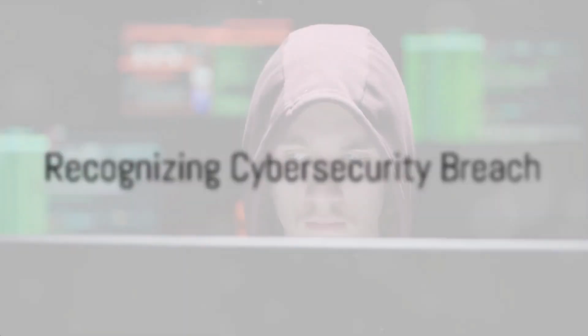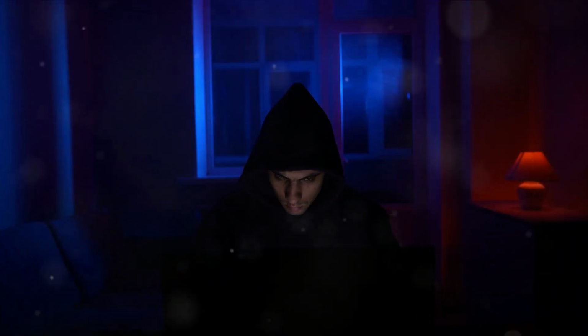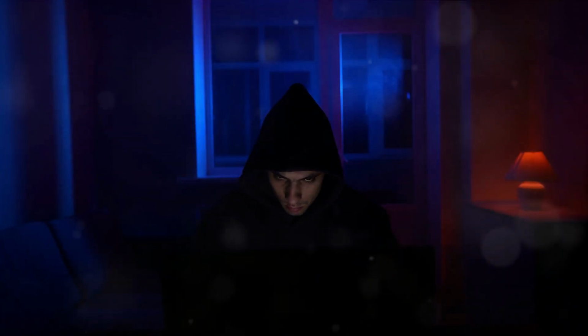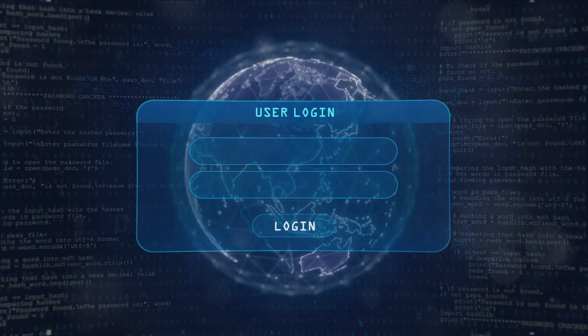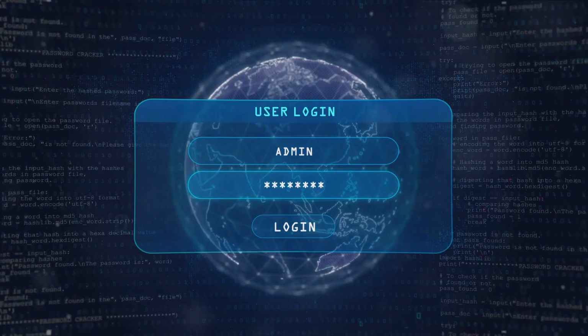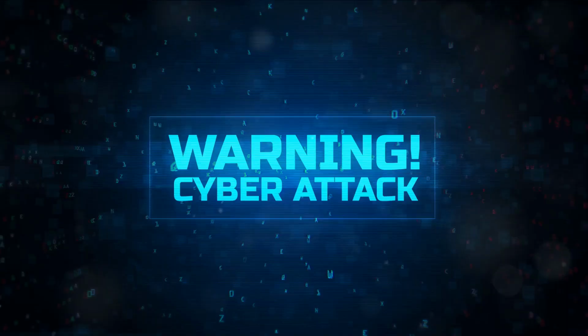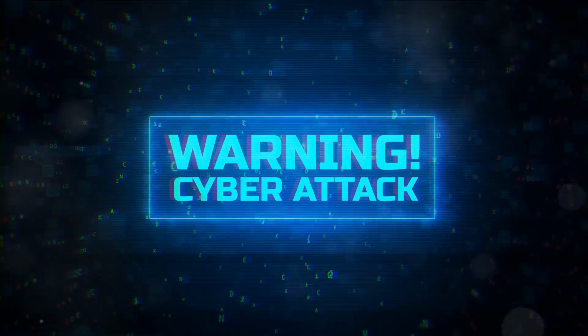A cybersecurity breach occurs when a bad actor, whether from inside or outside your organization, successfully penetrates your cybersecurity defenses. This isn't a simple annoyance. It's a serious violation that can have severe repercussions. Picture this: confidential data exposed, systems disrupted, networks compromised. It's like a digital earthquake shaking your organization's foundation.